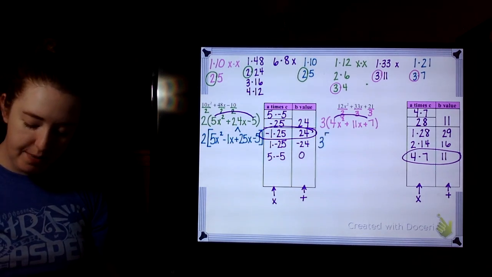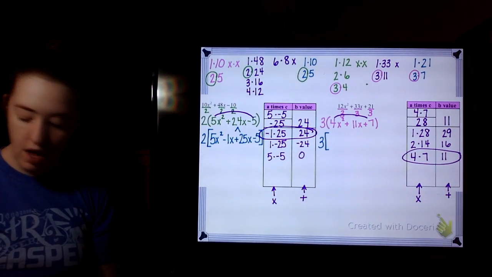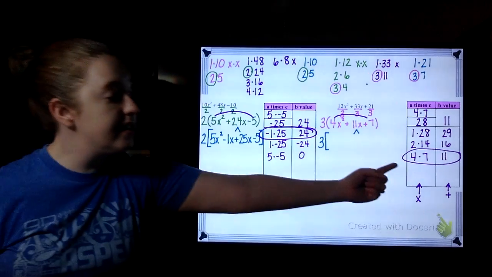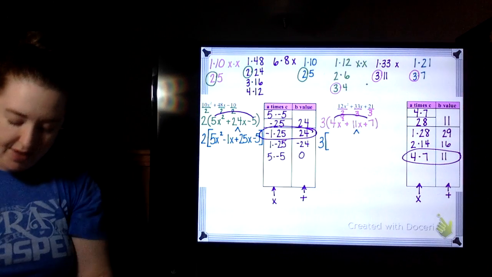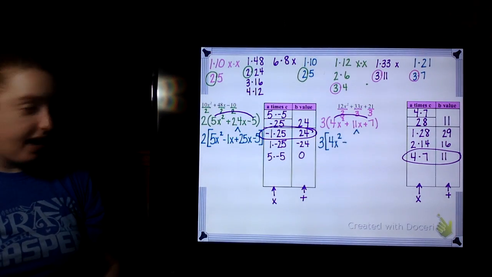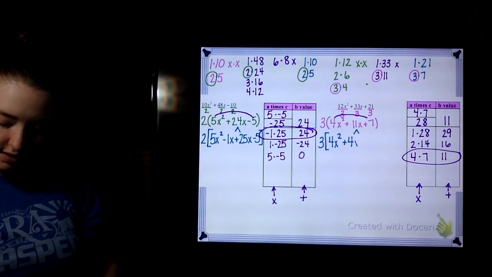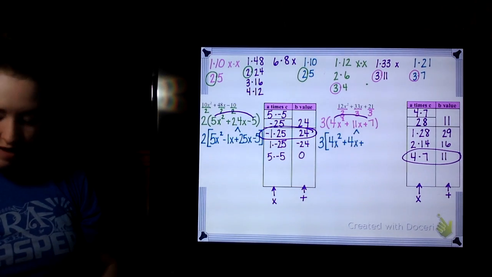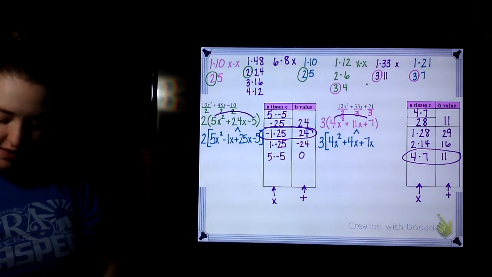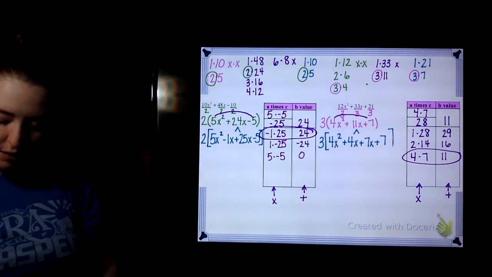3 was our greatest common factor here, and then we're going to put a big bracket. We're supposed to split that 11x into 4 and 7. So we still have that 4x squared, and then we have 4x and 7x to split that 11x. And then we still have that plus 7 at the end. Big ol' bracket.